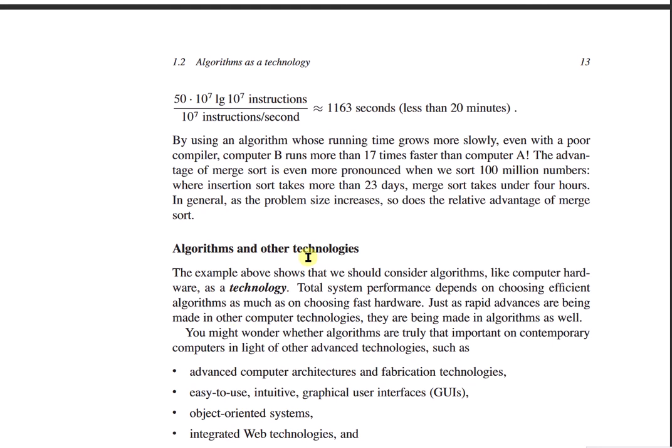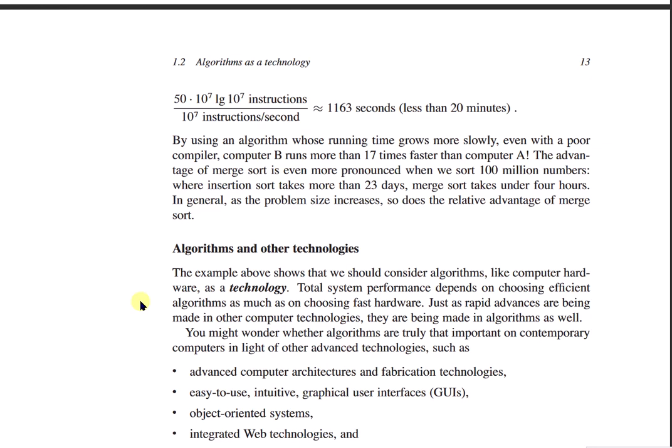What we read just now is about efficiency, and how efficient algorithms make a whole lot of difference. Algorithms and other technologies: the example above shows that we should consider algorithms, like computer hardware, as a technology. So we study electronics, communication, computer science, computer hardware, memory chips and such things, but since we need to develop efficient algorithms even on the same machines, we need to study algorithms as a subject. Total system performance depends on choosing efficient algorithms as much as choosing fast hardware.